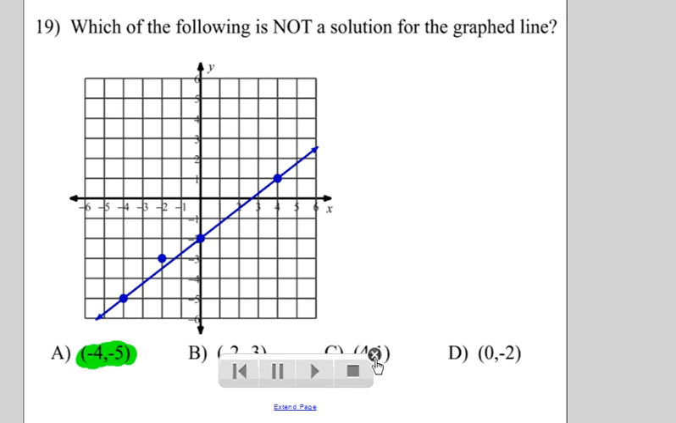19. Let's see where 4, negative 5 is. Excuse me, negative 4, negative 5. It's right here, so that's on the line. That's a solution. What about negative 2, negative 3? It's right here. And see how it's just slightly off the line? That's going to be the one that's not a solution.